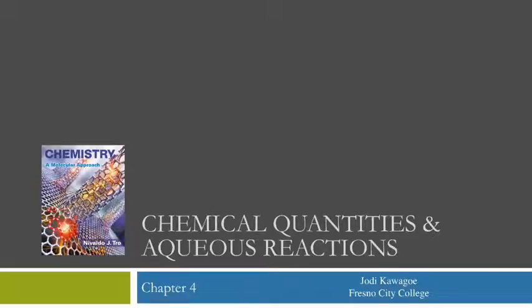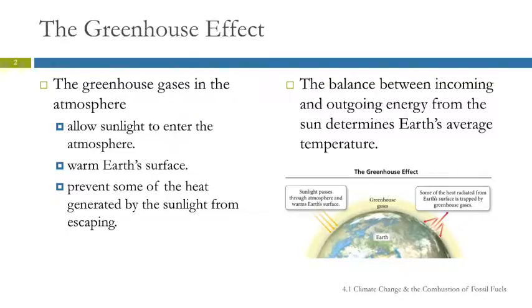Chapter 4, Chemical Quantities and Aqueous Reactions. So we hear a lot about the greenhouse effect and about global warming and how carbon dioxide levels are causing problems. I think it's helpful to understand just briefly the science behind that.